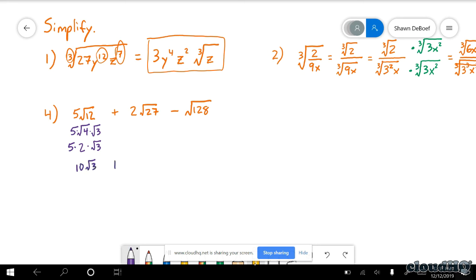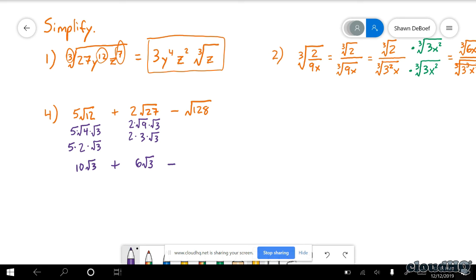And then plus, let's do the next one. 27 breaks down into 9 times 3. Square root of 9 is 3. Square root of 3 does not simplify, so in total there I have 6 square roots of 3. Is that going to be able to combine with 10 square roots of 3? I have 10 square roots of 3, and now I have 6 more of them. Let's go ahead and check the rest of the problem, though.